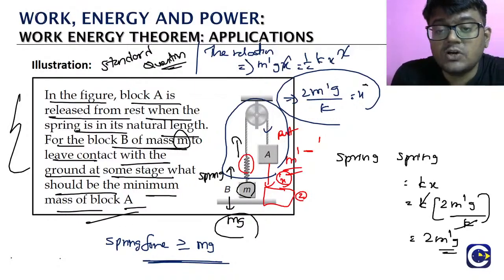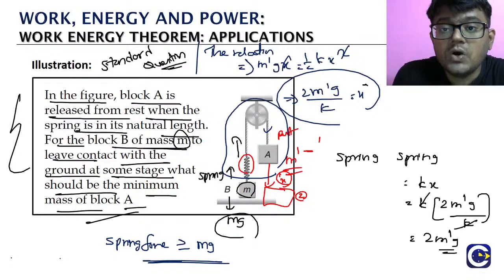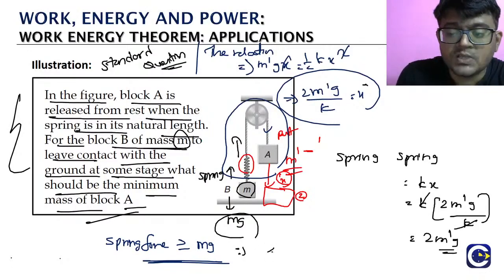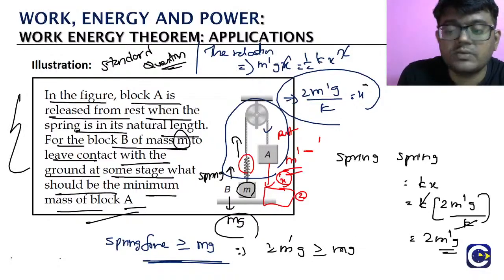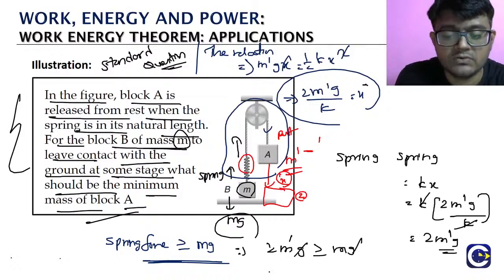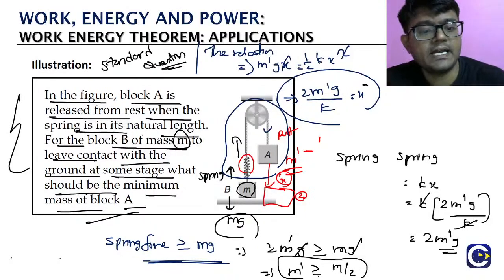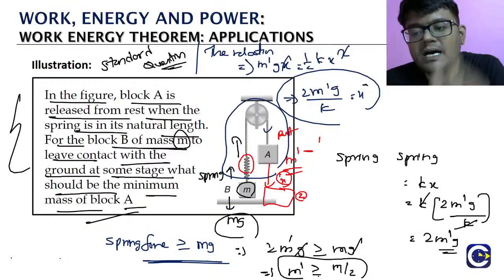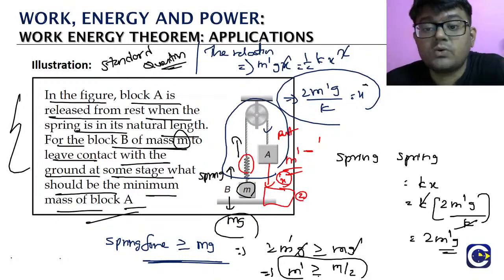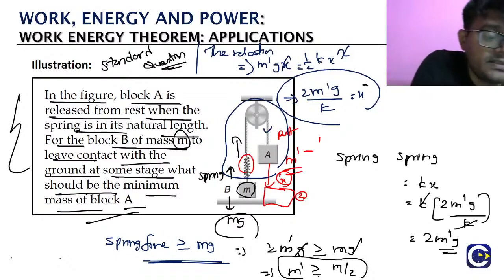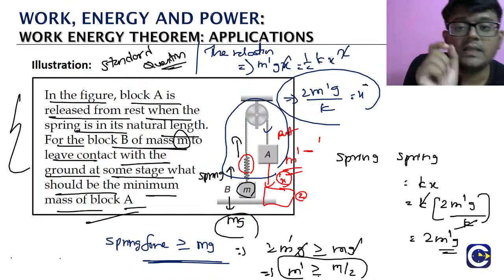The spring force acting on block B should be more than the weight of block B. Which means 2 m dash g should be more than or equal to m g. Now g cancels. So m dash should be more than or equal to m by 2. They are asking for the minimum mass of block A. So the mass of block A, m dash, should be more than or equal to m by 2.